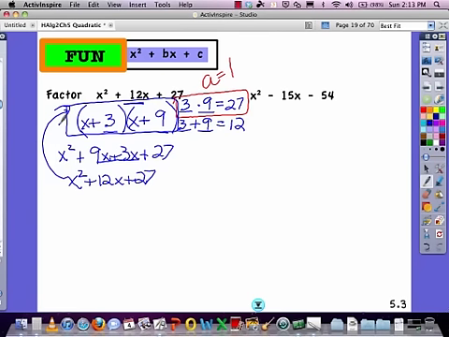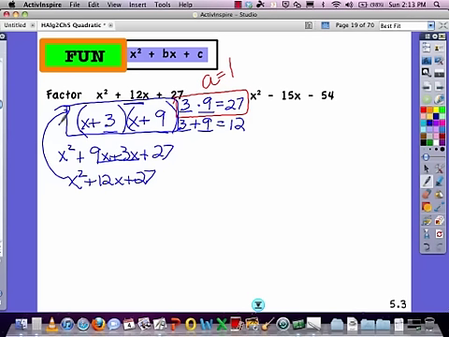Now somebody's question usually is, well, can't I just put negatives and stuff like that in? It will not come out to be the exact same combination. It will change the middle term, it'll change the last term, it'll change something. So you need to make sure x squared plus 12x plus 27, the only factored possible way is x plus 3 times x plus 9.